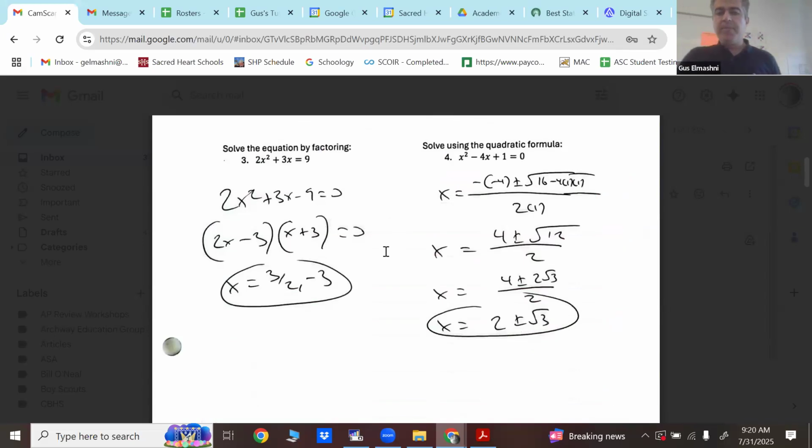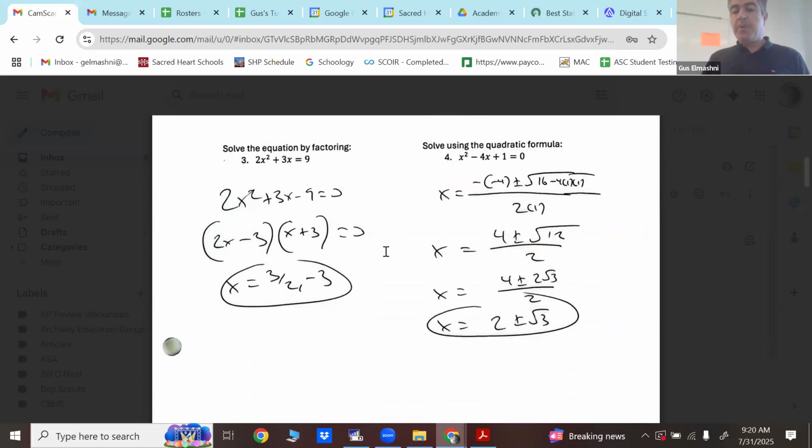So for number 3, I did this one kind of quickly. I guess I had a hard time factoring this one, so that's something we should talk about. Remember, today's homework quiz is going to be on factoring. So maybe we'll do a little practice beforehand because I want to make sure you guys are comfortable factoring.